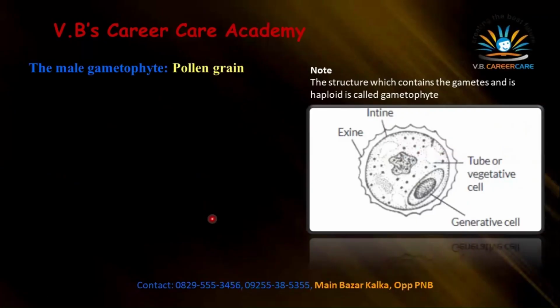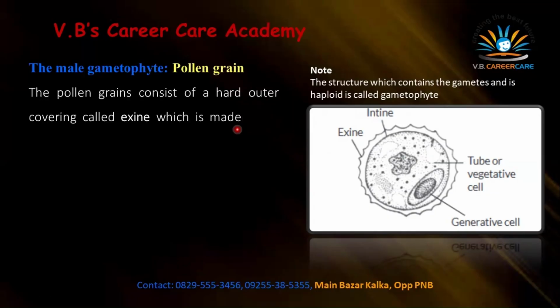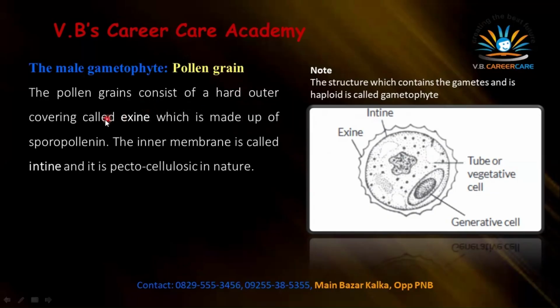So let us discuss the male gametophyte, or the pollen grain. First of all, we should know what the word gametophyte means. A gametophyte is a structure which contains the gametes in the haploid phase. The pollen grain consists of a hard outer covering called exine, which is made up of sporopollenin. The pollen grain is the male gametophyte which contains the male gamete. The structure of the pollen grain is given in the figure below.